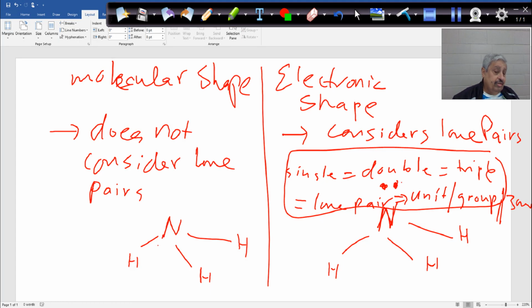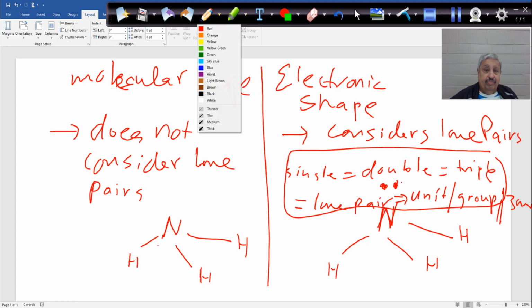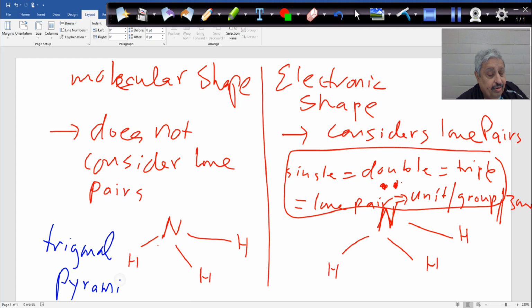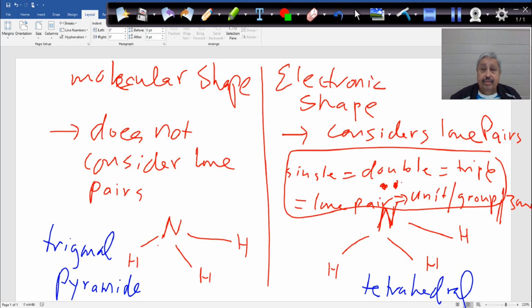Here we don't consider it. So the molecular shape of this, because we have just 3, we ignore the lone pair. So it will be a trigonal pyramid with a triangle base, correct? Here it's called tetrahedral. That's the difference. So everybody has it now. You know the difference between them.